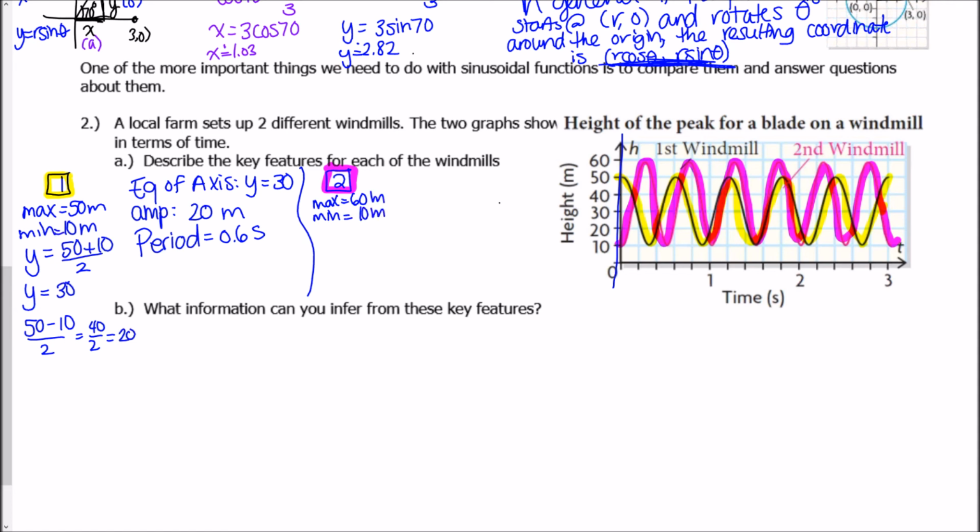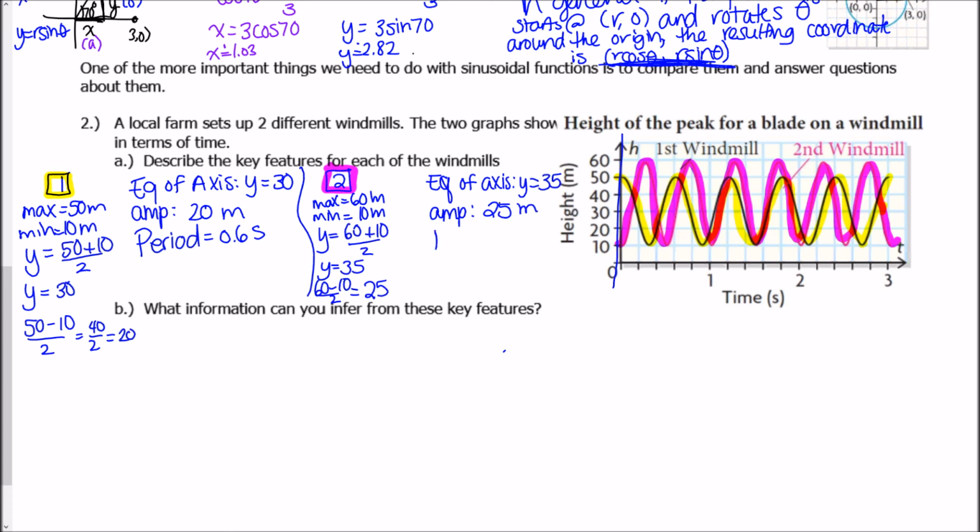Okay? So to find the axis, I'm going to add it together and divide it by 2, so I end up getting y equals 35. So the equation of my axis is y equals 35, okay? Now I want to find the amplitude, and to find the amplitude, I subtract it and divide by 2 instead. So I end up getting 60 minus 10, which is 50, divided by 2 is 25. So here my amplitude will be 25 meters.